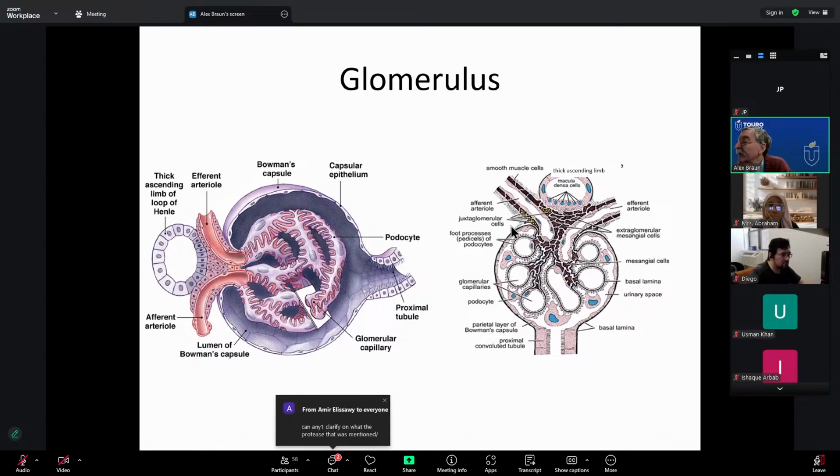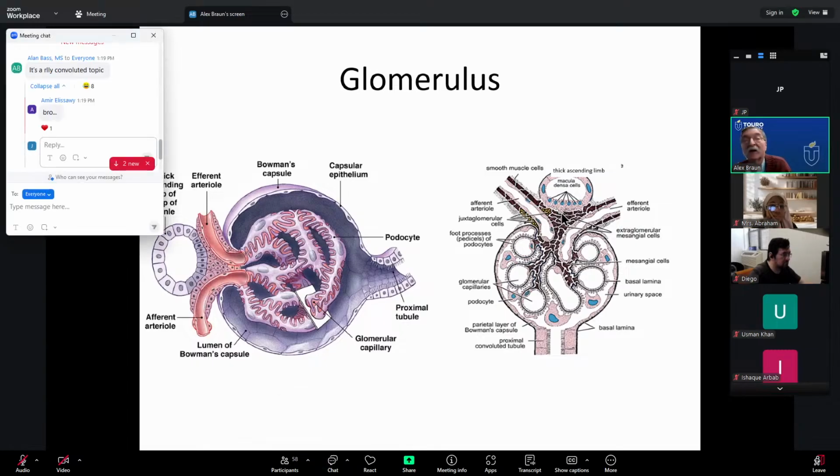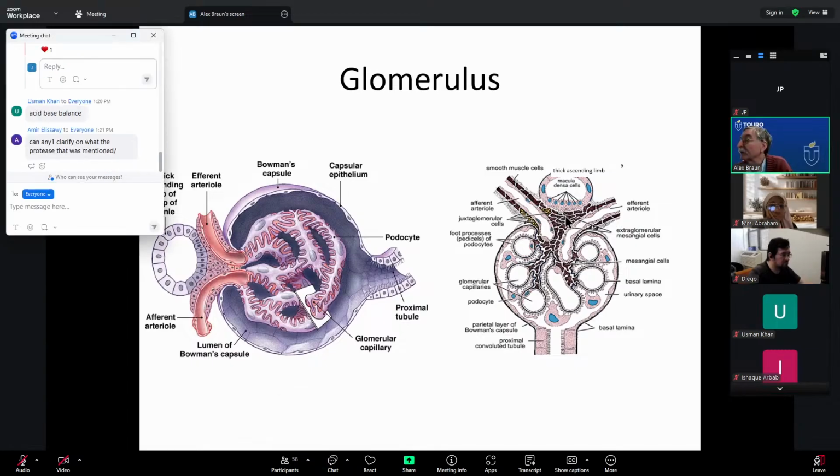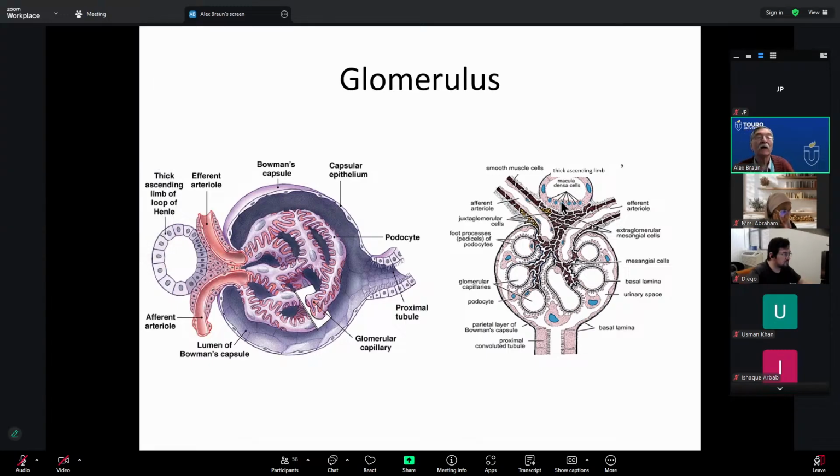So on the right-hand side here, you see a little bit of illustration of the granules in juxtaglomerular cells, and you see the interglomerular mesangial cells, and you see the extraglomerular mesangial cells, also known as the C cells. And here we see an illustration of the macula densa, which is again part of the thick ascending limb of the loop of Henle, also known as the distal straight tubule.